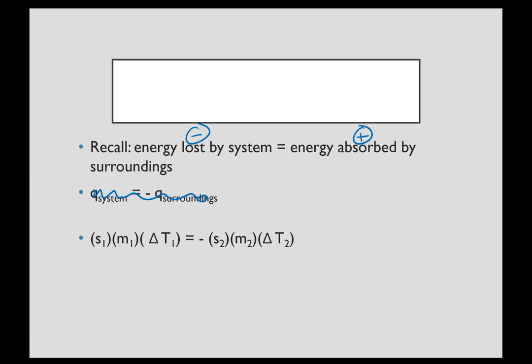I'm going to rewrite this to match what it says up there. So energy lost by the system, so negative Q of the system, equals the energy absorbed by the surroundings. So the energy lost by the system equals the energy absorbed by the surroundings.